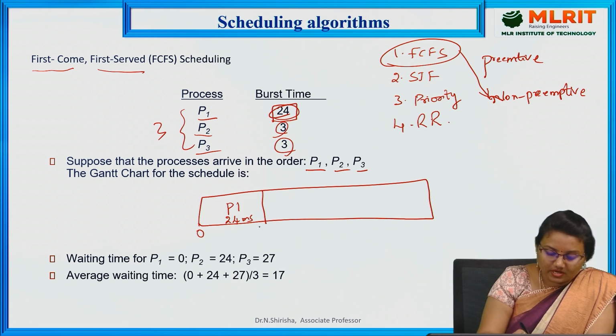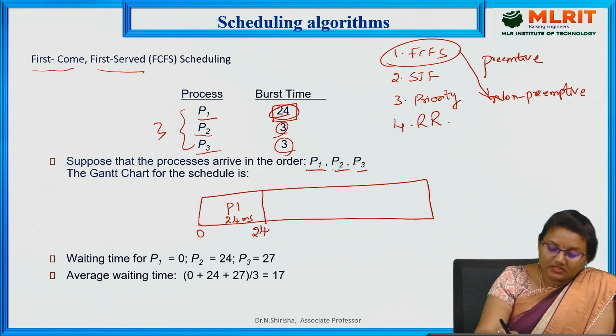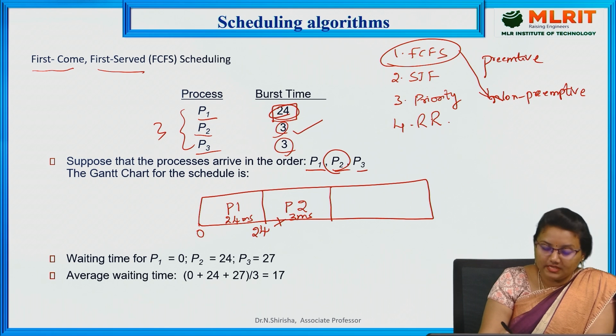So the turnaround time for P1 is 24. Then after P1, the second one is P2. Now you have to allocate P2, and P2's burst time is 3. Therefore, this is 3 milliseconds. Now 24 plus 3 is 27, so the turnaround time for P2 will be 27 milliseconds.